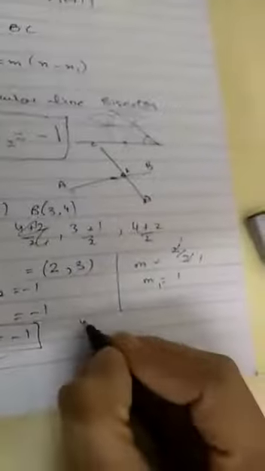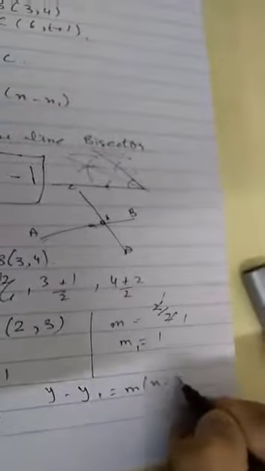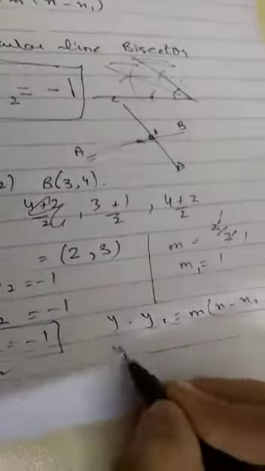Okay, we will just put it into the formula: y minus y1 is equal to m times x minus x1. Sorry for the disturbance in the camera. Well, we can take any one of the formulas.